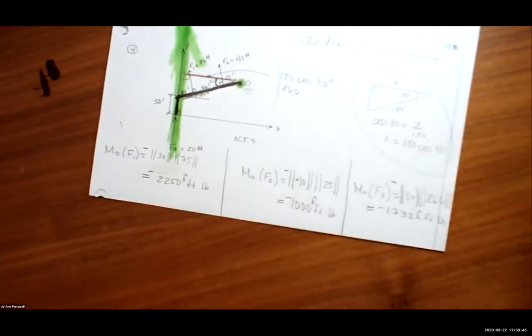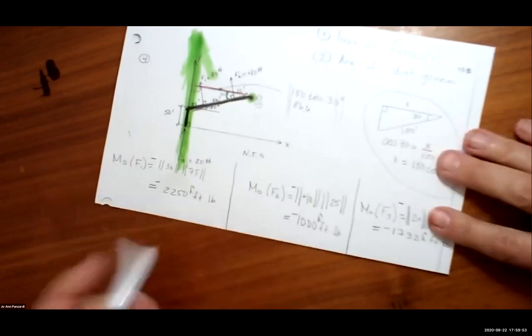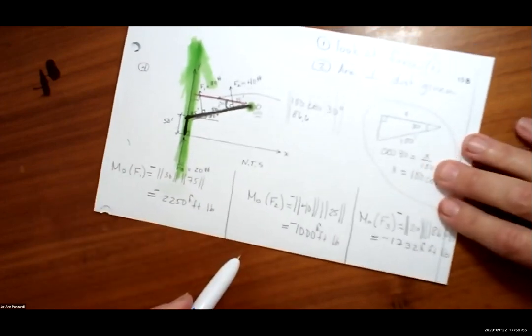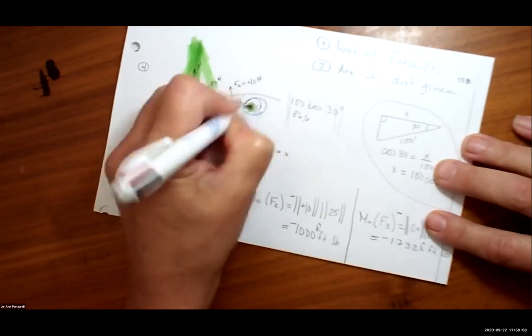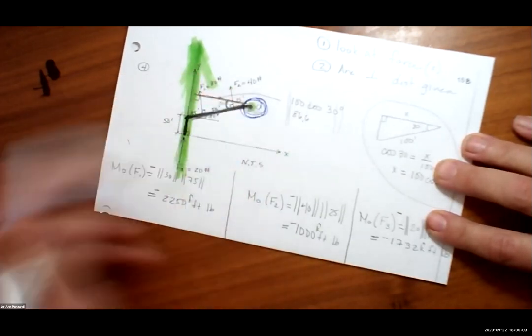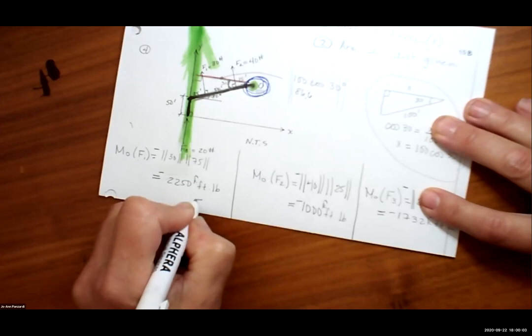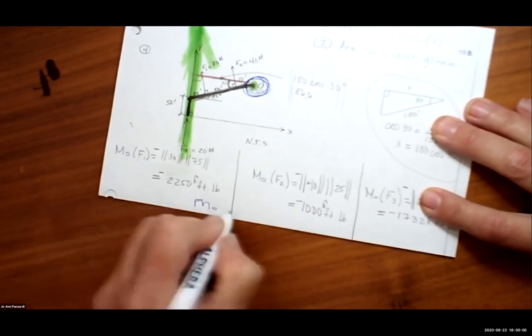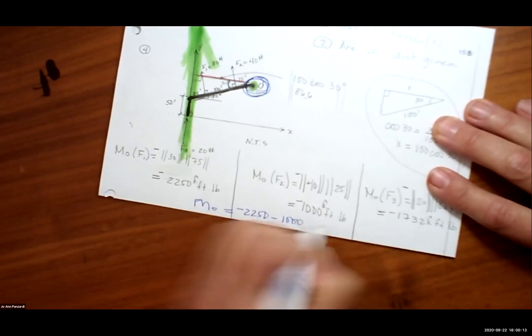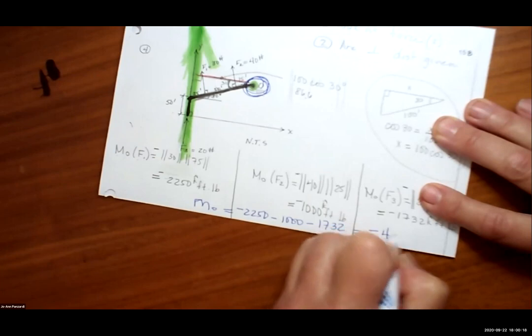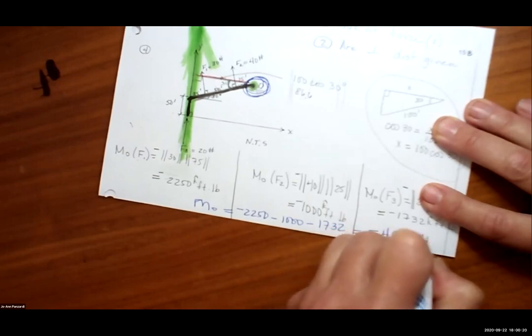Okay, did Adam come back on? Okay, Amani. I need to keep going. I'm not finished. Because the question asked me to find the moment about point O due to all the forces together. So what is the total moment about point O? We just add the sum of all the moments? Yep. And it comes out to be negative 4982 foot-pound.